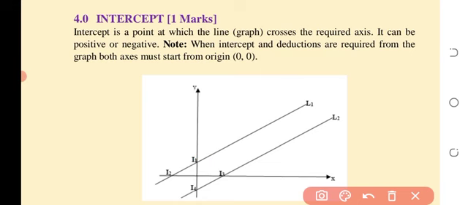Now, if this is the line of your graph, your intercept on the horizontal axis is here and it is positive, while your intercept on the vertical axis is here and it is negative. That is all about intercept.